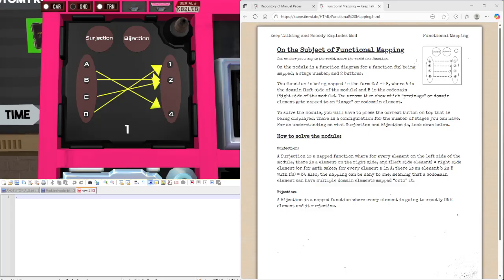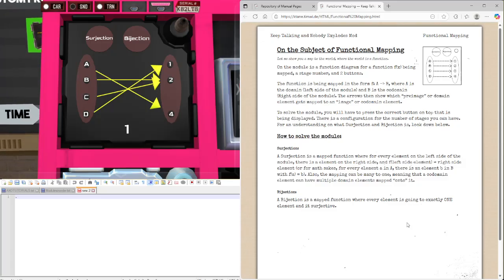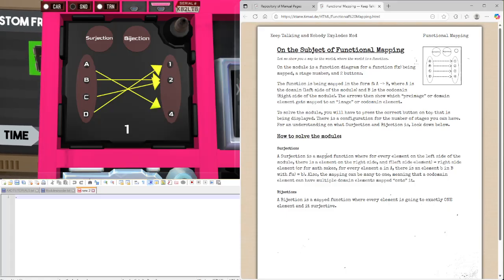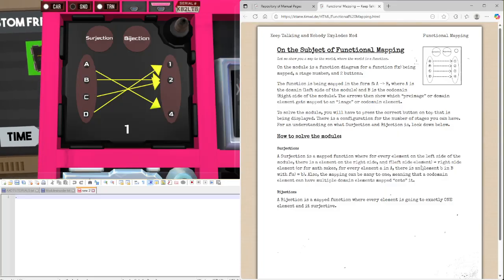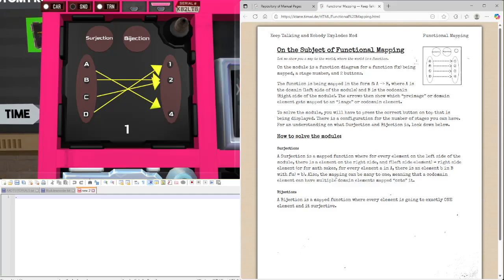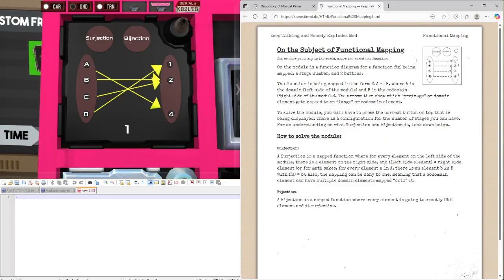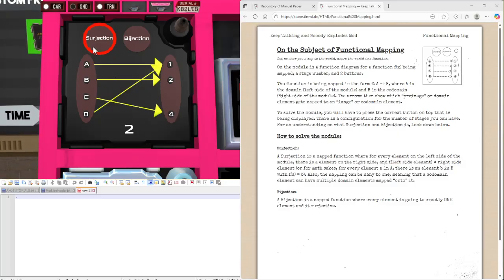Mapping. Here we've got exactly one element. This objective is a map over on the left side of the module, then on the right side. So this one's just surjection. That one's just surjection.